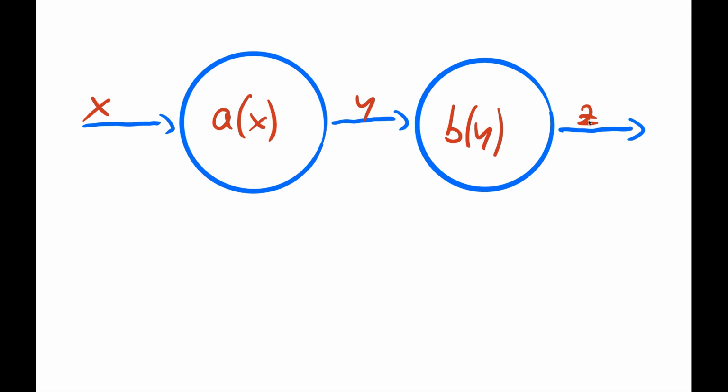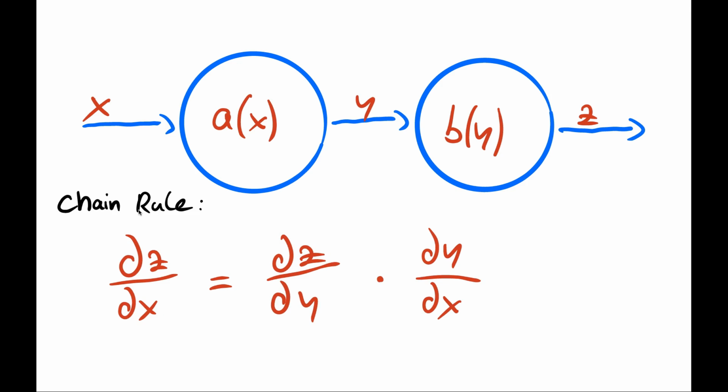Now we want to minimize our c. So we want to know the derivative of c with respect to our x here in the beginning. We can do this using the so-called chain rule. For this, we first compute the derivative of c with respect to y and multiply this with the derivative of y with respect to x. And then we get the final derivative we want.